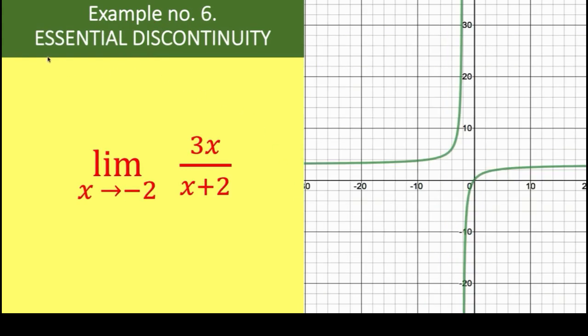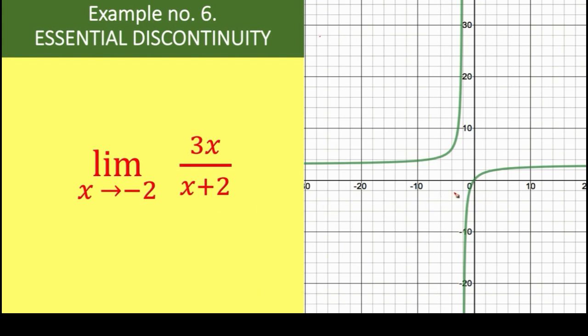Now let's talk about essential discontinuity. In the previous example, we talked about removable discontinuity. In here, we're going to talk about essential discontinuity. An essential discontinuity is a discontinuity that cannot be repaired by just plugging in a single point. For example, in this function, you cannot repair the discontinuity by just using a single point because you have this wide open discontinuity. Now, what is the limit of this function? We can identify it by looking at the left hand and the right hand limit.